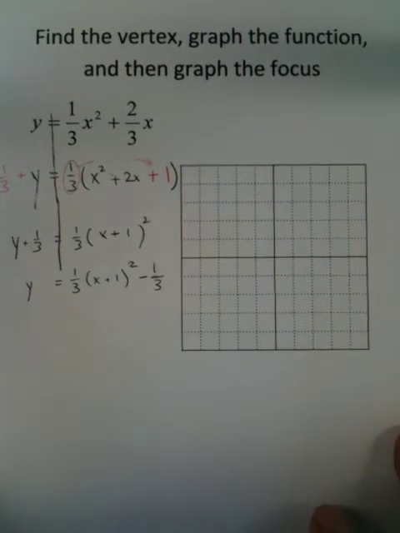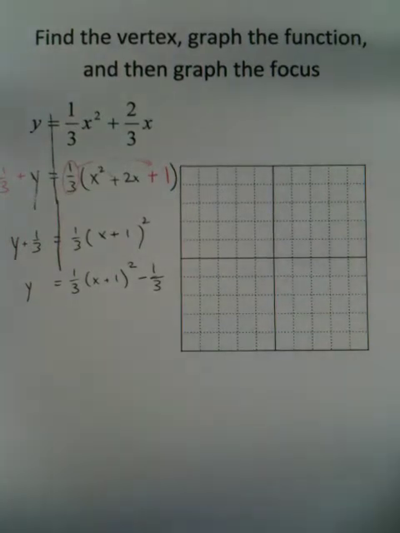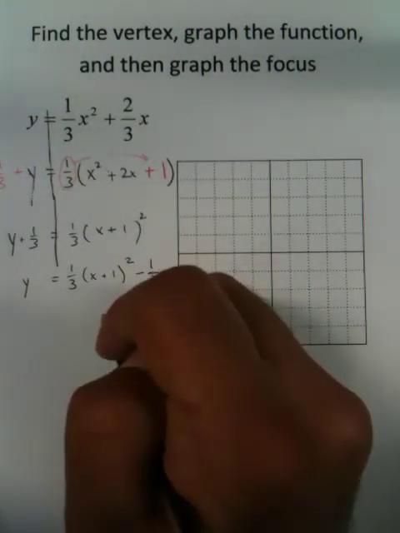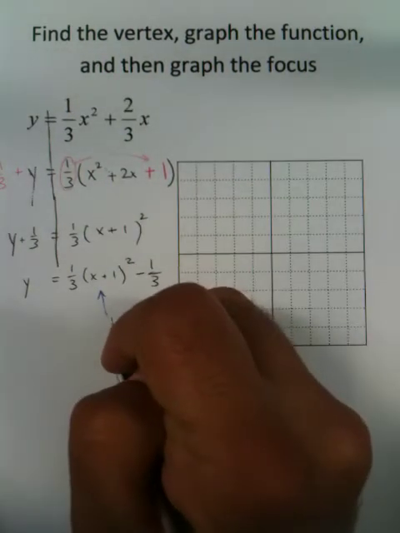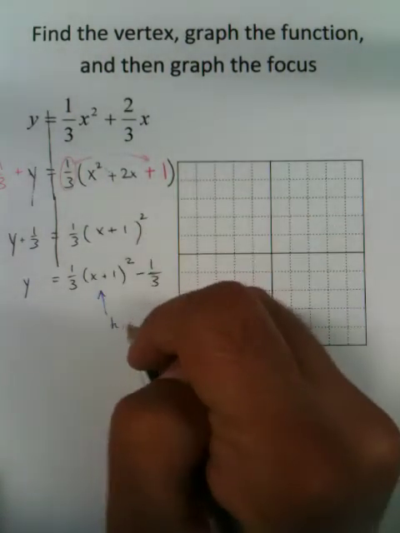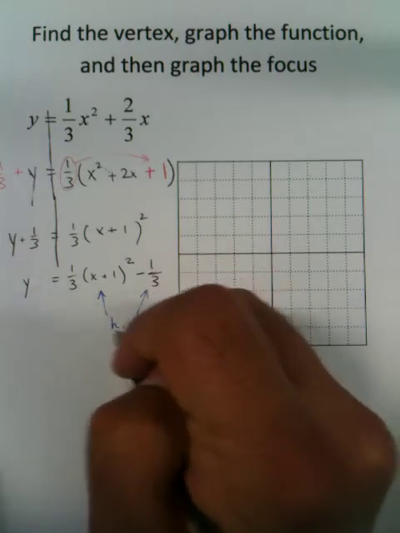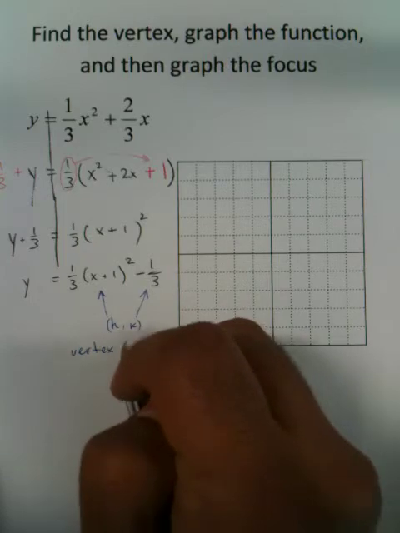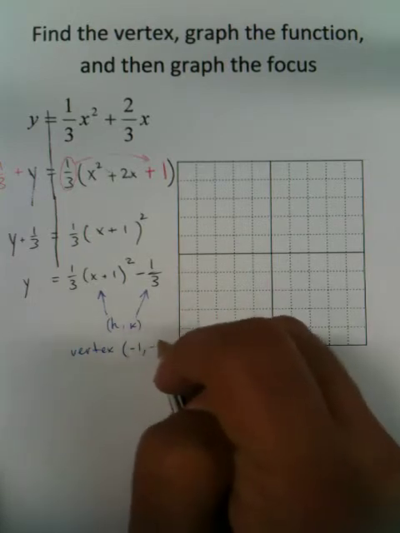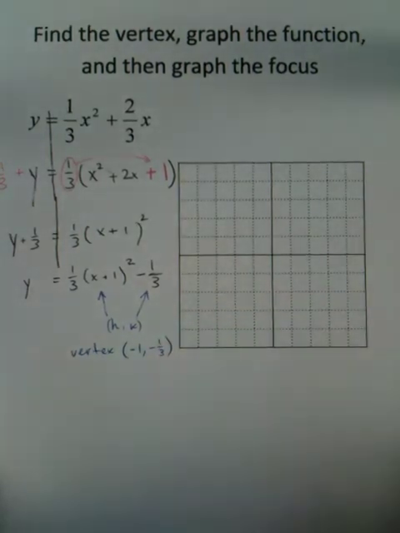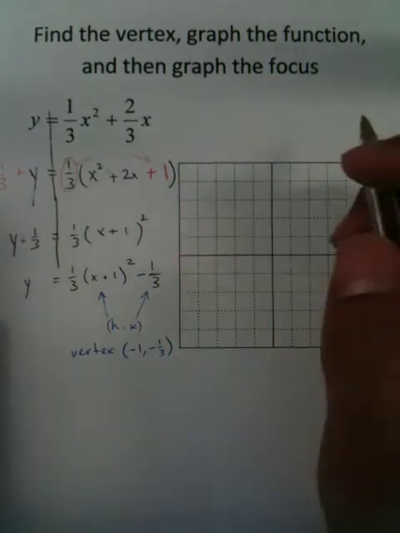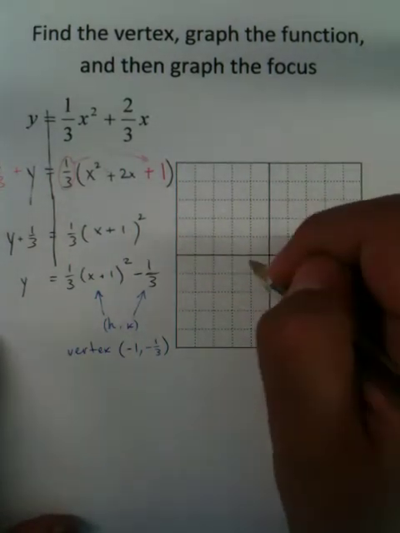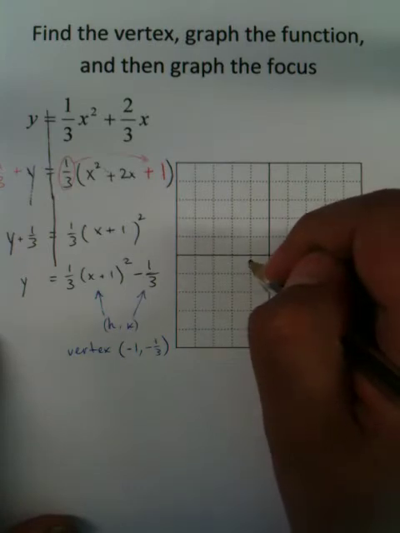Okay, so now we have an equation. Because we have an equation in vertex form, it's very easy to find the vertex. This x value is your h. This k value is the other one. That's how you find the vertex. Therefore, our vertex is at -1 and -1/3. To graph that, you're going to have to do a bit of estimation. Well, here's -1, and 1/3 of the way down is about -1/3.